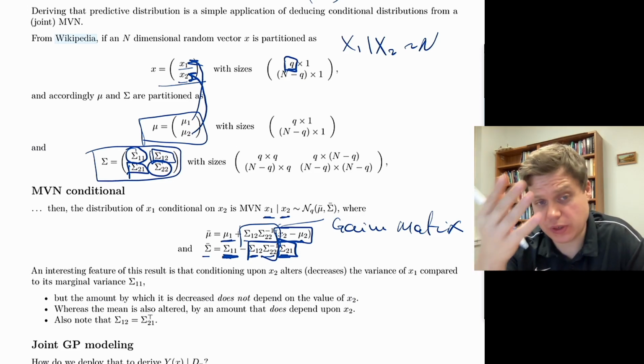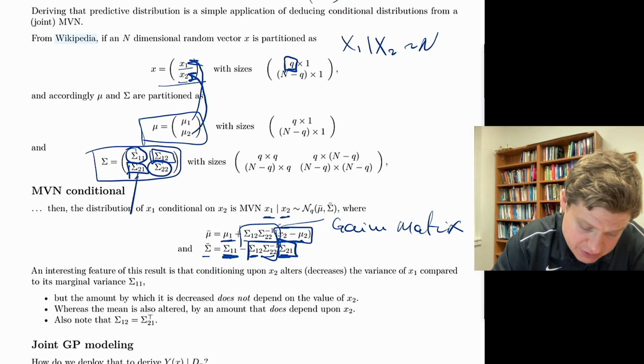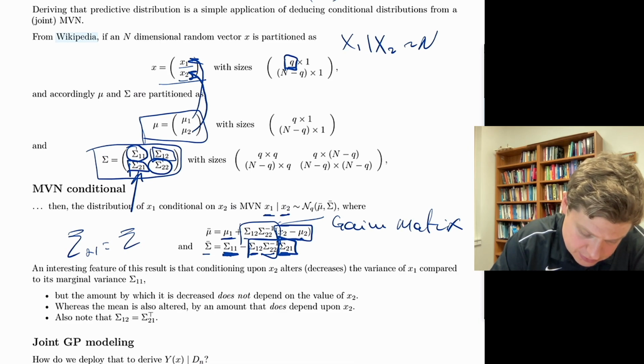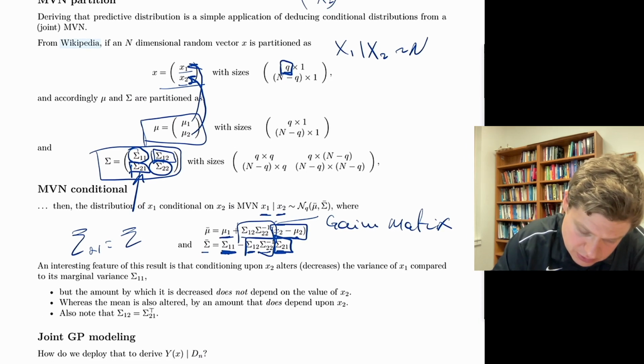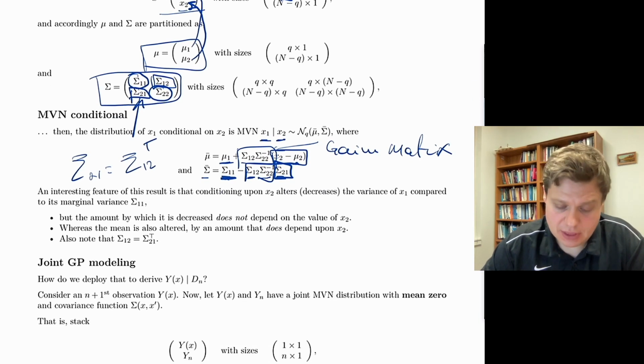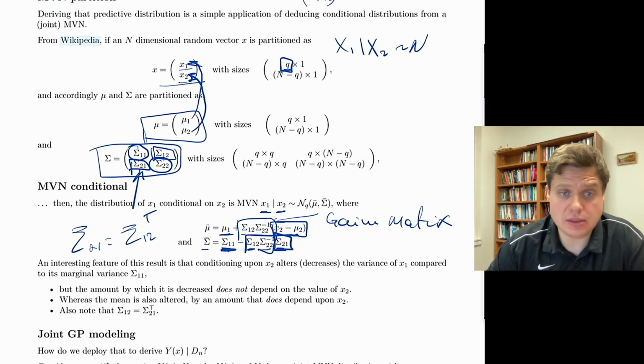Also we know that sigma is symmetric, so sigma 2,1 equals sigma 1,2 transpose. All right, so now we're just going to use this result to do the prediction using the Gaussian process.